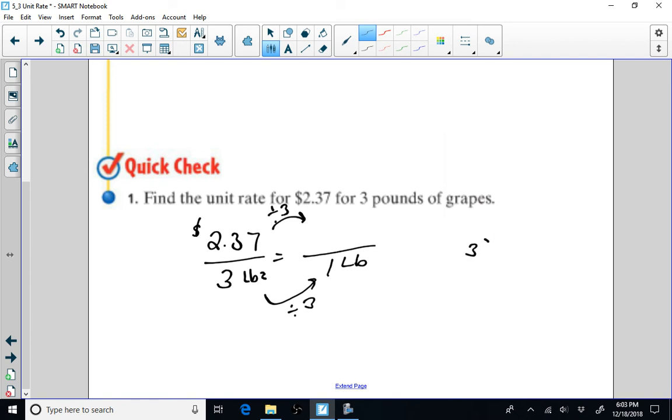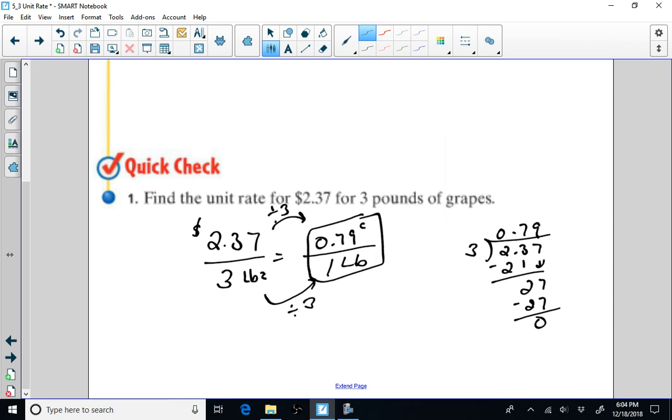To make an equivalent ratio, we have to divide the numerator by the same amount. So I go to the side of my paper and I take $2.37 and I want to divide that by 3. 3 can't go into 2, but 3 goes into 23 7 times. 7 times 3 is 21. Subtract, I get 2. Bring down the 7. 3 goes into 27 9 times. 9 times 3 is 27. Subtract, we get 0. So we wind up with 79 cents per pound. That would be our unit rate.